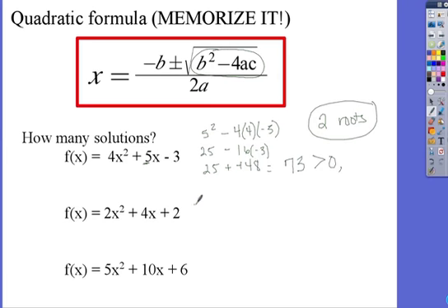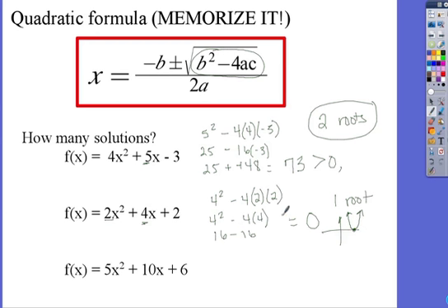So let's look here. If I plug into b squared minus 4ac, 4 here is b, so 4 squared, minus 4 times a, 2, times c, which is 2. So I have 4 squared minus 4 times 4. Well, I have 16 minus 16. Well, that equals 0. So this tells me that I have 1 root, and if it's only going to touch the x-axis, I know that this 1 root is also the vertex.